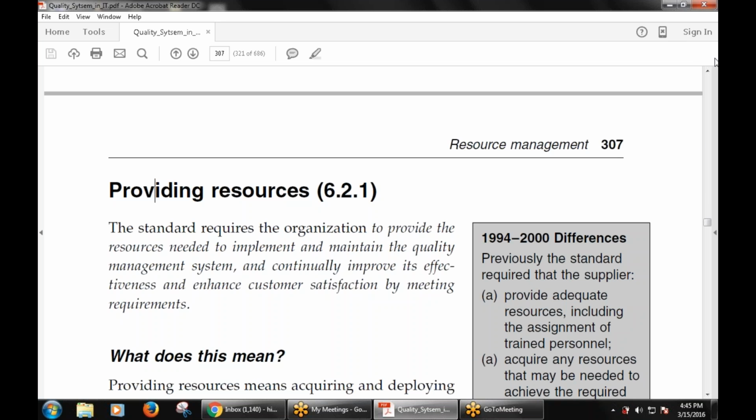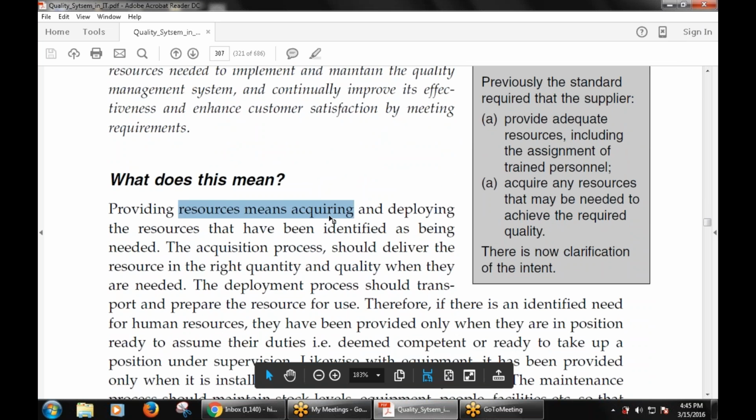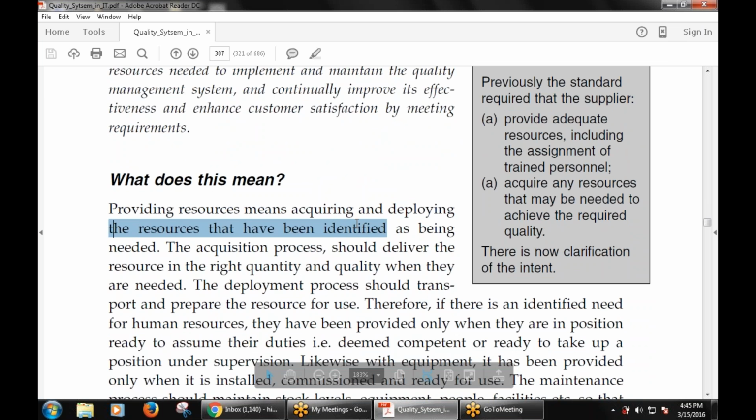So whatever resources are required for maintaining or providing the resources. Providing resources means acquiring and deploying the resources that have been identified as needed. That means acquire the resources, and deploy means give the resources to the concerned department or the concerned person. If a resource is needed, supply that resource to the concerned department or party. The acquisition process should deliver the resources in the right quantity and quality when they are needed.